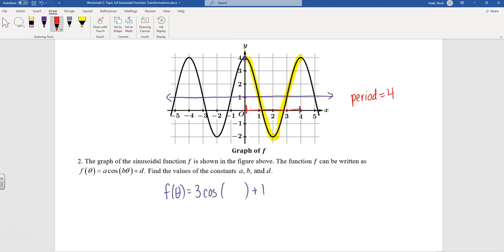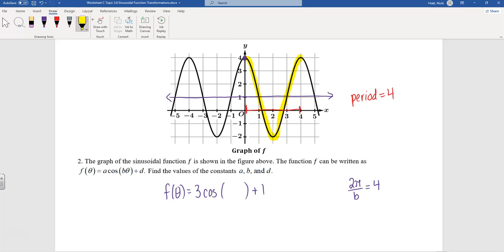The B value is the only one where we're not just plugging in the numbers, right? So we have to think, to find period, I do 2 pi divided by B, and that needs to equal 4 in this case. The other one was pretty easy to just think like, oh, I just need to plug in 2. 2 divided by 2 will give me 1.